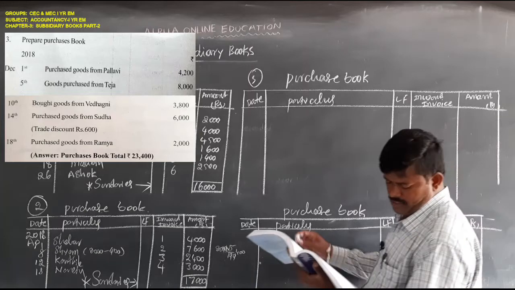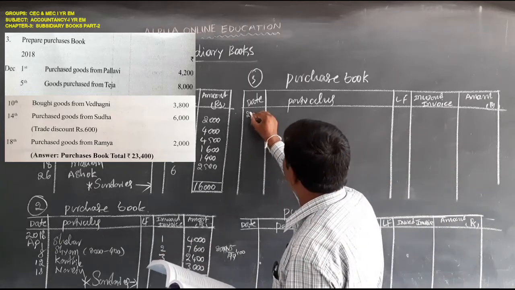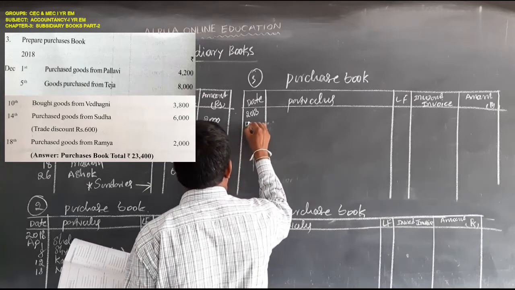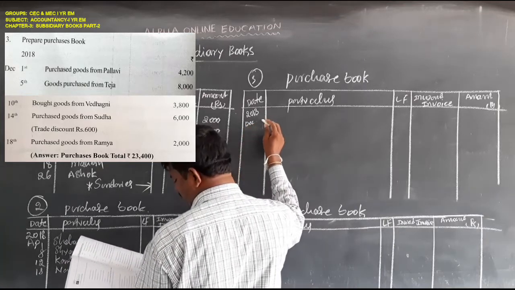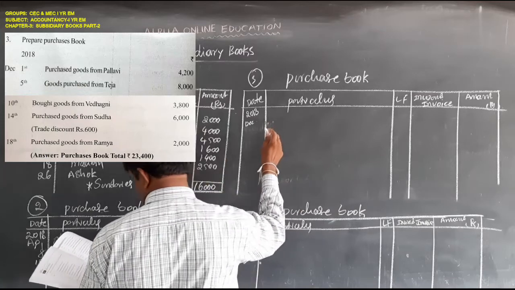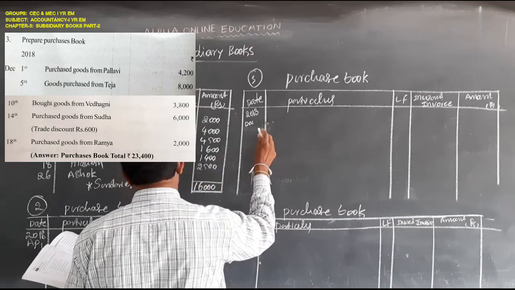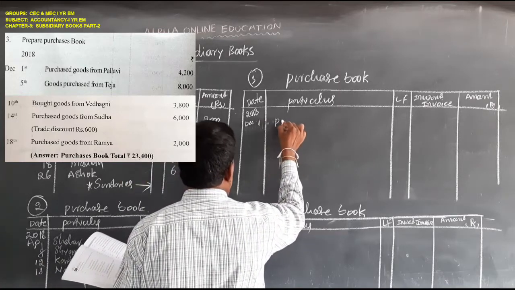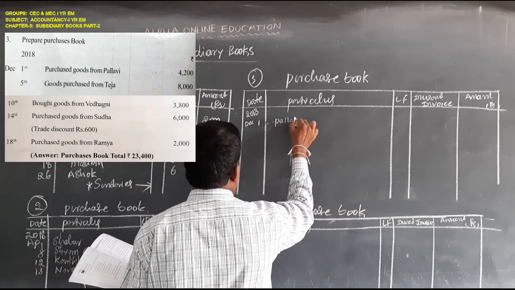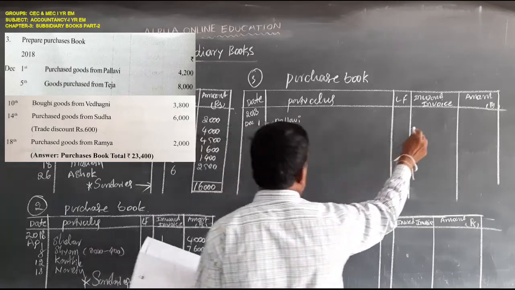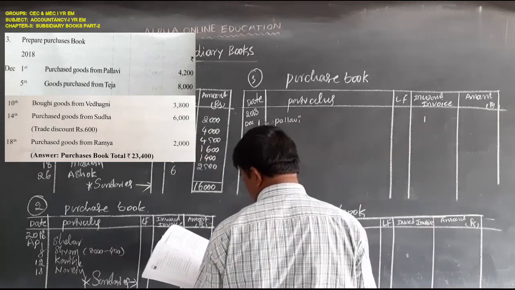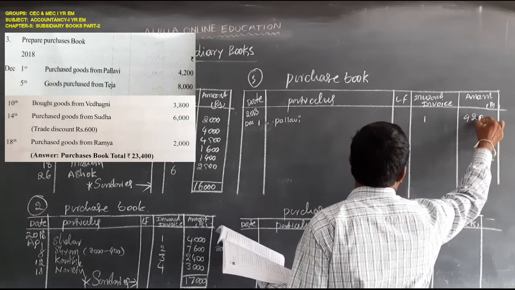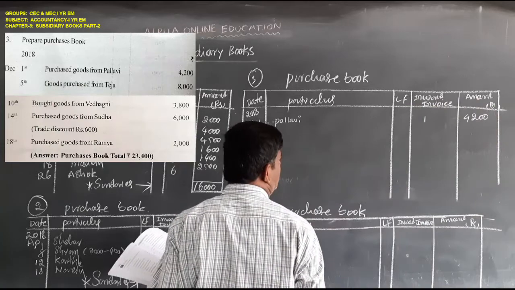Okay, date is 2018 December 1st. Pallavi, invoice number 1, no trade discount, so write directly 4,200 rupees. This is the first one.